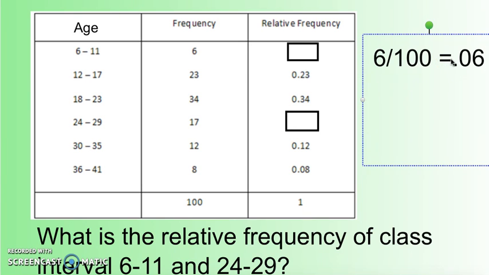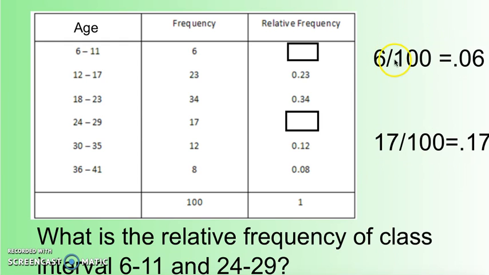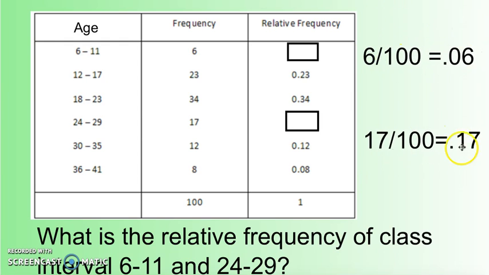Then for my age group of 24 through 29, I can take the number of people that were found as 17 out of 100. If I divide those, I can just move my decimal 2 places to the left, like what happened with the answer above, and I get 0.17. And so those would be my 2 answers for that.